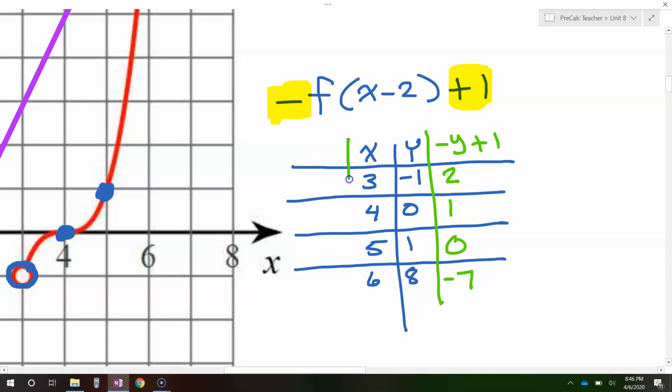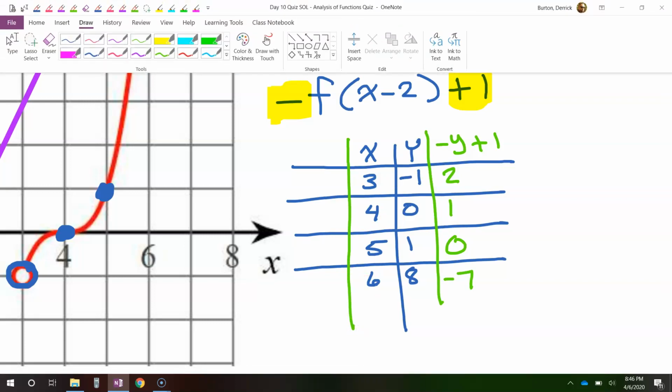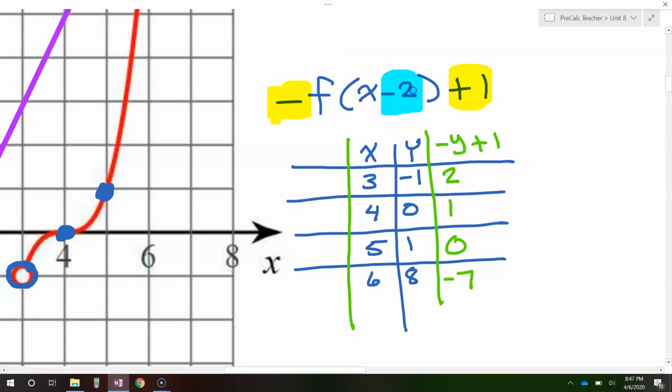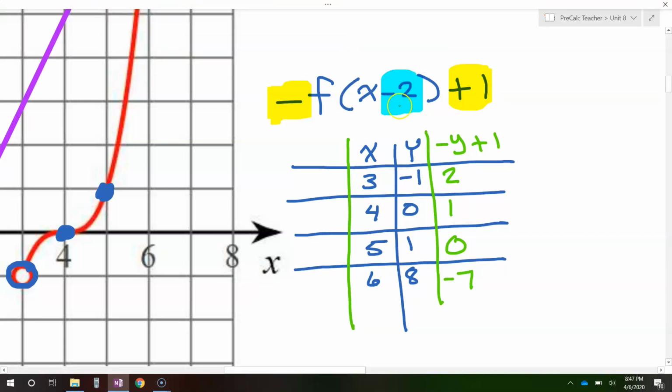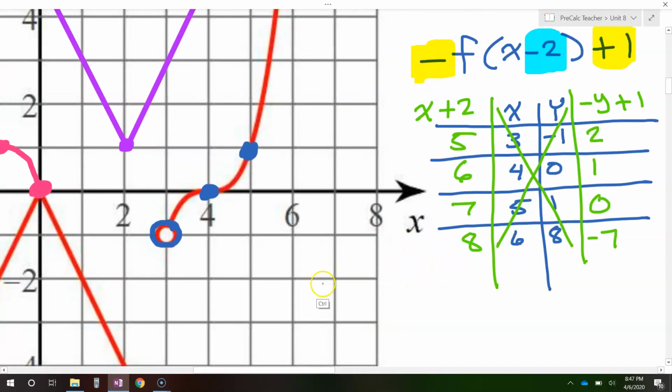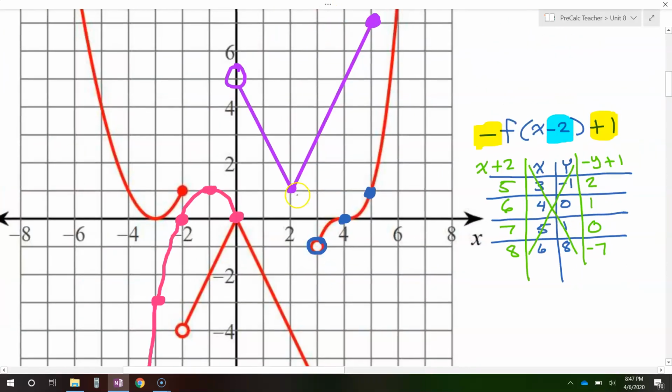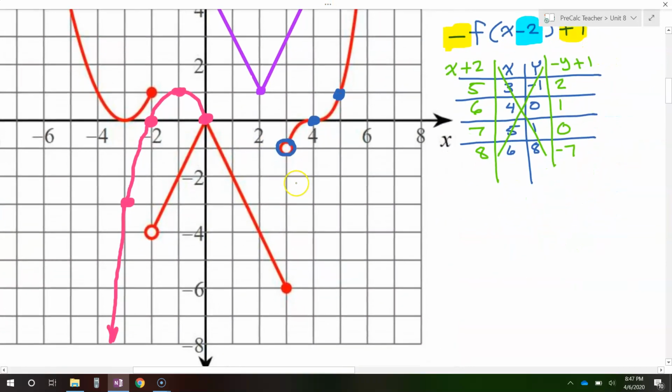Now let's see what happens to the x values. The x values are being transformed by what's happening inside the function. And this is a shift right 2, which is why I'm doing x plus 2. So 3 plus 2 is 5, 4 plus 2 is 6, 5 plus 2 is 7, and 6 plus 2 is 8. That gives us our brand new x and y values. So we can forget about the old ones, and we're going to use these green ones. All right, I think I'll zoom out a little tiny bit. And let's see what's going on.